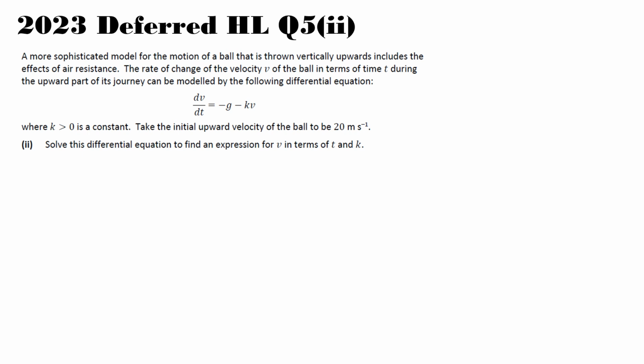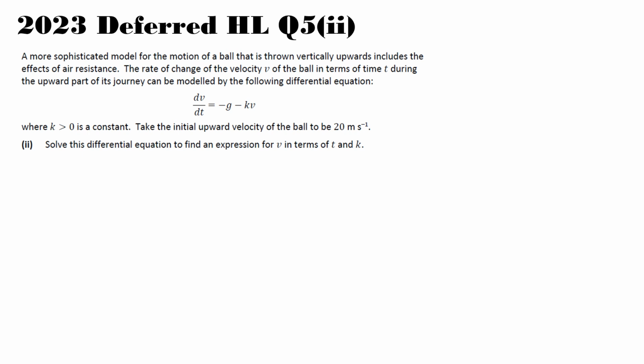dv over dt is equal to -g minus kv. So remember, dv dt, we're talking about acceleration. Where k is greater than 0 is a constant. Take the initial upwards velocity of the ball to be 20 meters per second. Solve this differential equation and find an expression for v in terms of t and k.